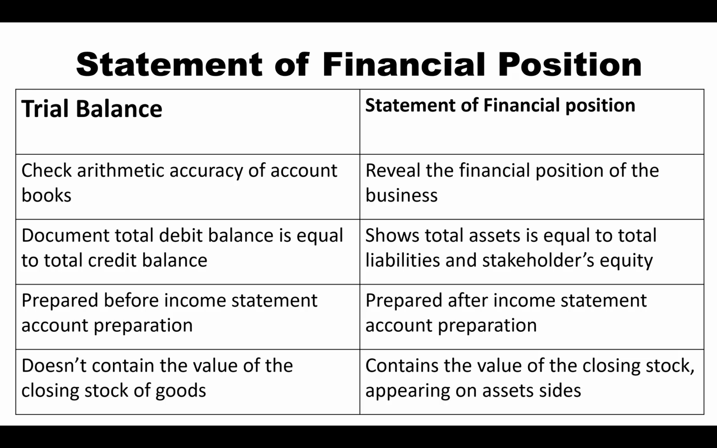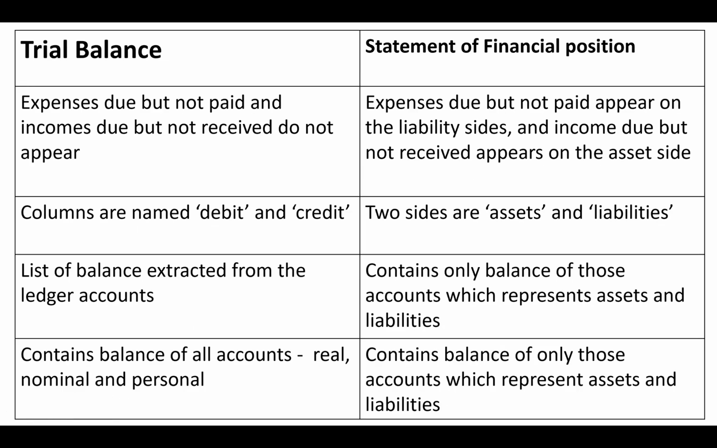The trial balance doesn't contain the value of the closing stock of goods, while the financial position contains the value of the closing stock appearing on the asset side. Okay, you can also continue. In the trial balance, expenses due but not paid and incomes due but not received do not appear. For the financial position, expenses due but not paid appear on the liability side, and income due but not received appears on the asset side.